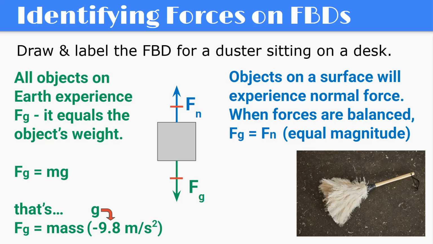Okay, so again, that's how you can draw a free body diagram from a scenario. Without any numbers, you can still label the types of forces. You just need to start thinking about what forces are acting on an object. And for an object that's sitting at rest on a desk, on the floor, sitting at rest on any surface, your free body diagram will look like this.